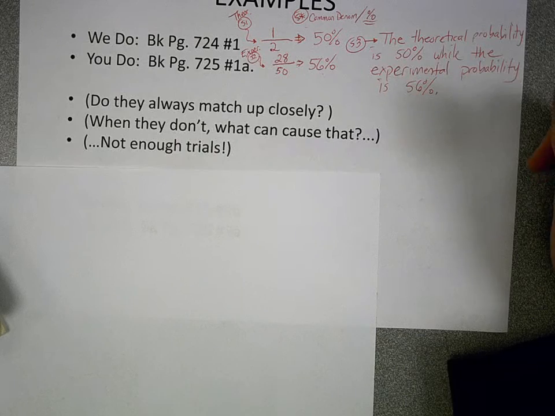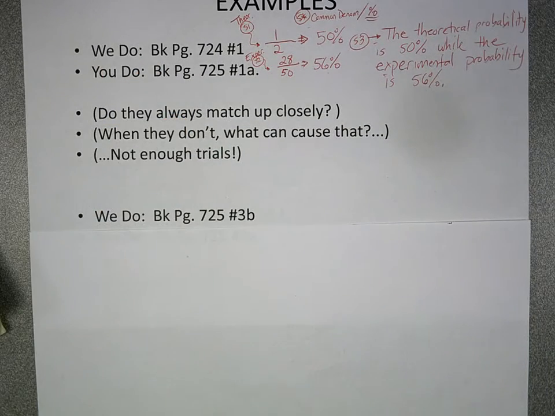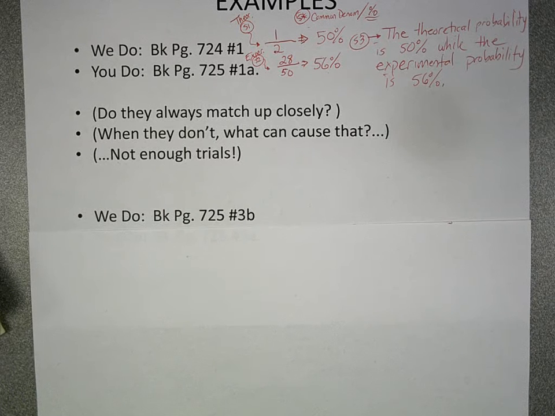All right, so here's what I want to do. Kind of going along with that maybe, but let's take a look on 725. Let's look at problem 3B. Now it says, the frequency table shows the results of a survey of 70 zoo visitors who were asked to name their favorite animal exhibit. So 70 people came into the zoo.